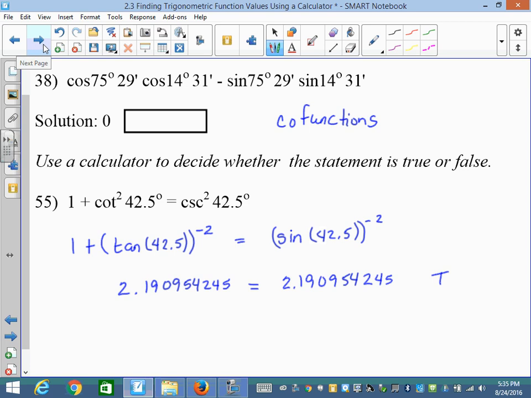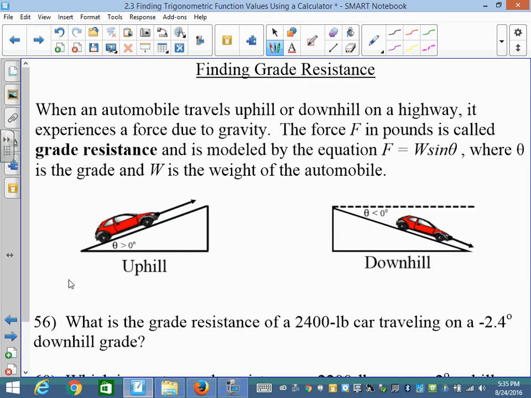Okay, so last idea. Finding grade resistance. Get a little physics going on with this one problem, but anybody who's gone up to NAU, to Flagstaff, you always see that this is the downhill grade. They're showing you how much gravity resistance is put on your car when you're doing this. So when an automobile travels uphill or downhill on a highway, it experiences a force due to gravity. The force F in pounds is called grade resistance, and is modeled by the equation force equals the weight of the car times sine of theta.